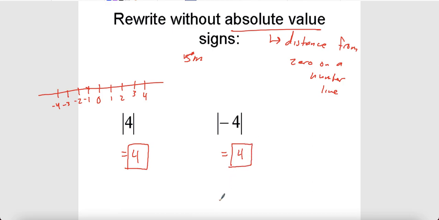So you may remember the rule that absolute value takes positive numbers and keeps them positive, or takes negative numbers and makes them positive. Well, the reason why that is, is because a distance is always positive. So that's why it keeps positive numbers positive and makes negative numbers positive.